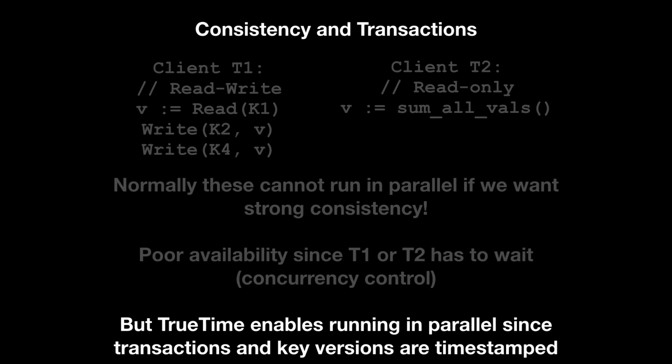But TrueTime allows us to run these transactions in parallel without concurrency control because the transactions themselves and the key versions that they access are timestamped. So we can order the transactions accordingly and determine which versions of the keys the transactions should see.